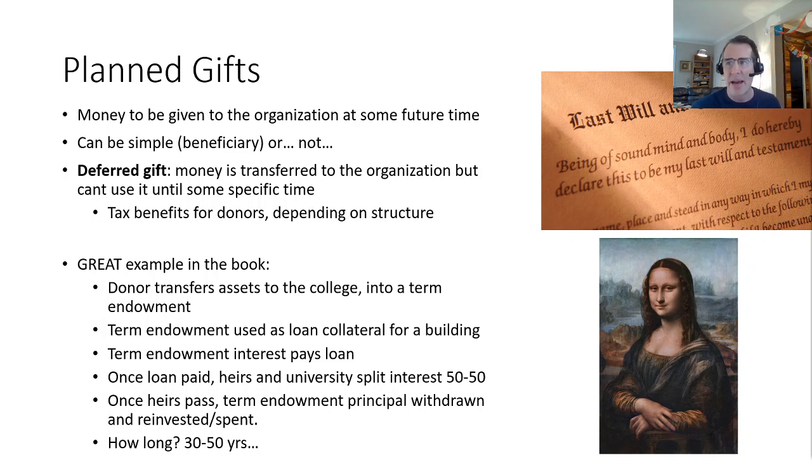But they can use that as collateral for a loan, and then the interest off of the gift in the endowment fund is used to pay off the loan. Once the loan is paid off, if the heirs, his two sons, are still alive, they split the interest 50-50 until the heirs pass away, and then the university can do whatever they do. So now this is a very long-term gift, right?